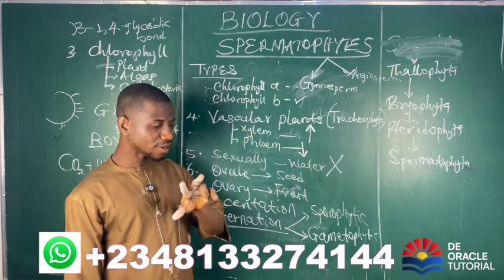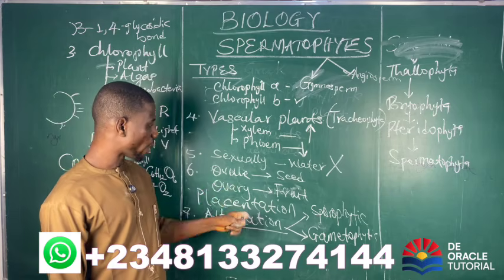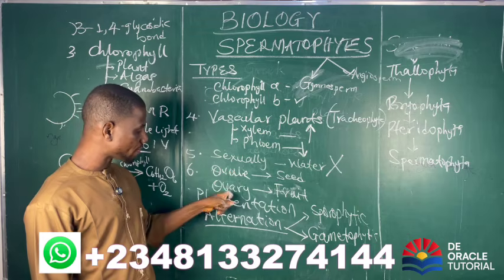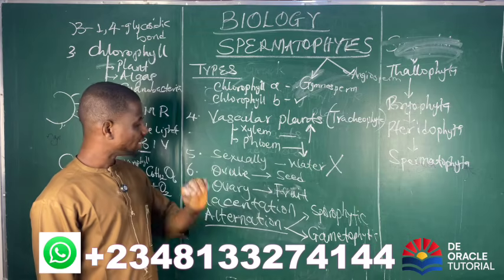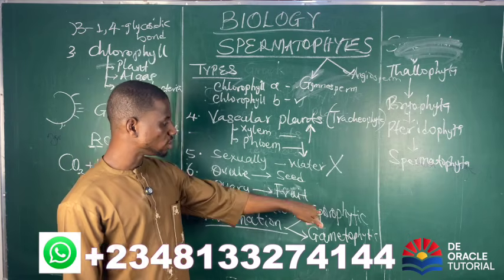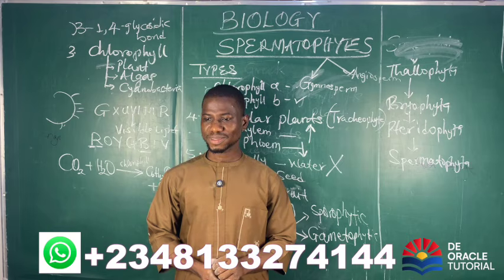And the next point, they have ovule, which after fertilization will give us seed. We made the difference between ovule and ovary. The fertilization of the ovule will give us seed, while the fertilization of the ovary will give us fruit. The arrangement of ovule within the ovary is called placentation. They exhibit alternation of generation, while the dominant stage is the sporophyte. Is that clear? In our next class, we are going to continue. See you next time.